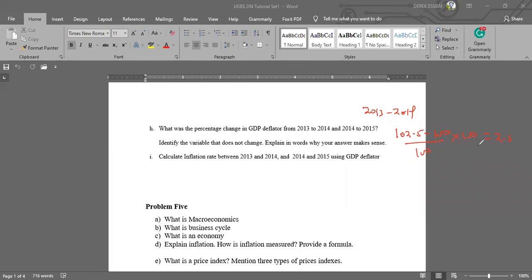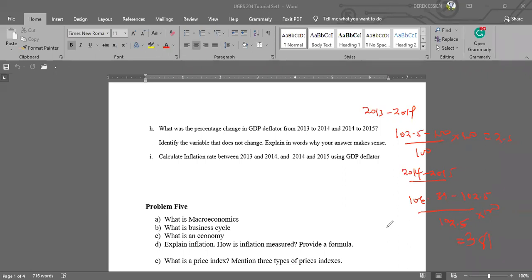Did you get it? Good. So for 2014 to 2015, we have 106.39 minus 102.55 over 102.55, times 100. That's how we had it. It's just a percentage change. Okay, 3.81. So that's how we had it.